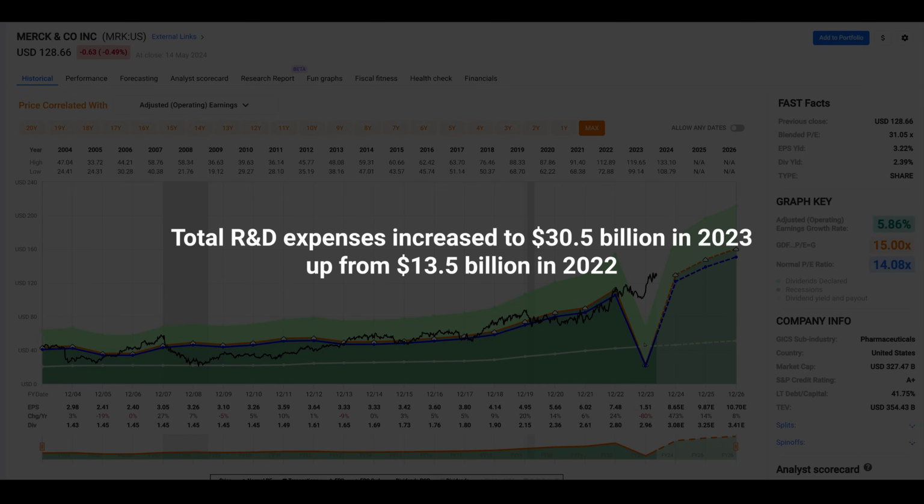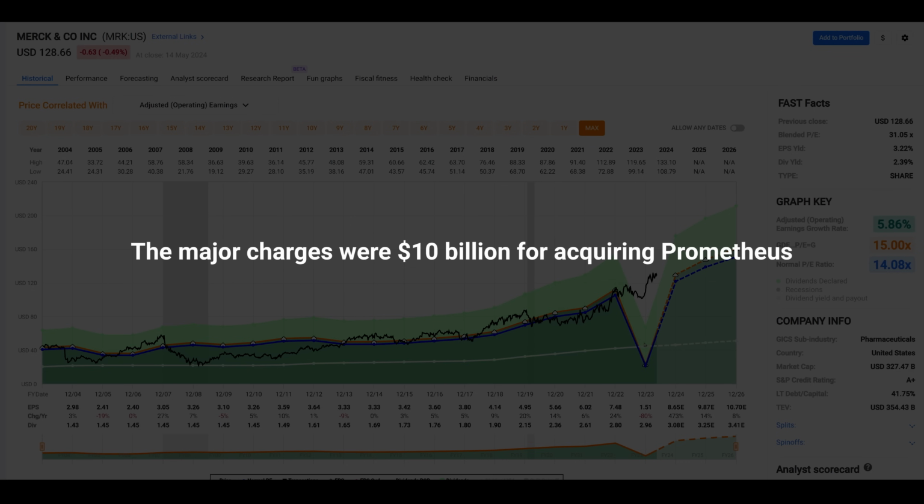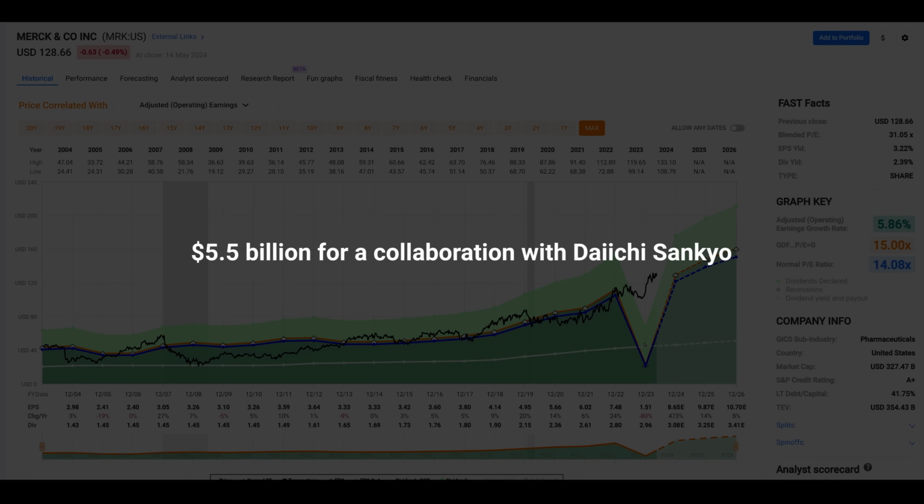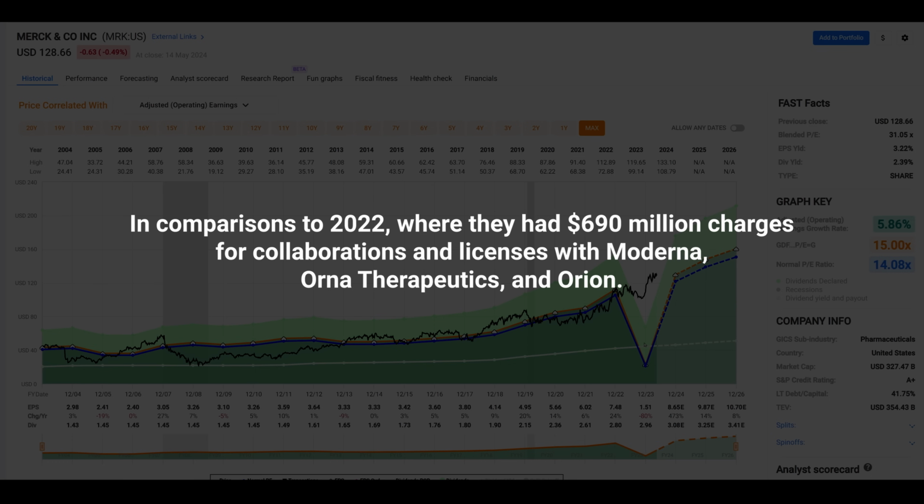But first of all, total R&D expenses increased to $30.5 billion in 2023, up from $13.5 billion in 2022. The major charges were $10 billion for acquiring Prometheus, $5.5 billion for a collaboration with Daiichi Sankyo, I guess a Japanese company, $1.2 billion for acquiring Imago, in comparison to 2022, where they had $690 million in charges for collaborations and licenses with Moderna, Orna Therapeutics, and Orion.